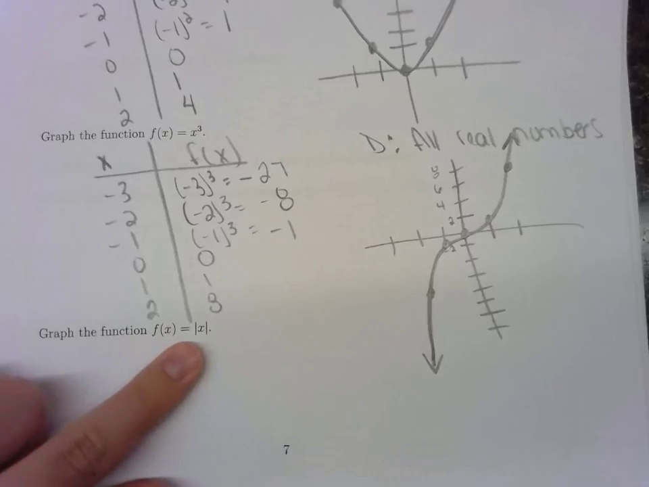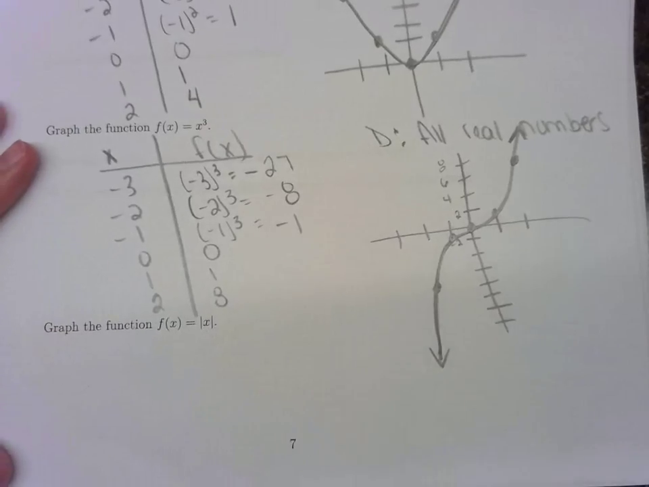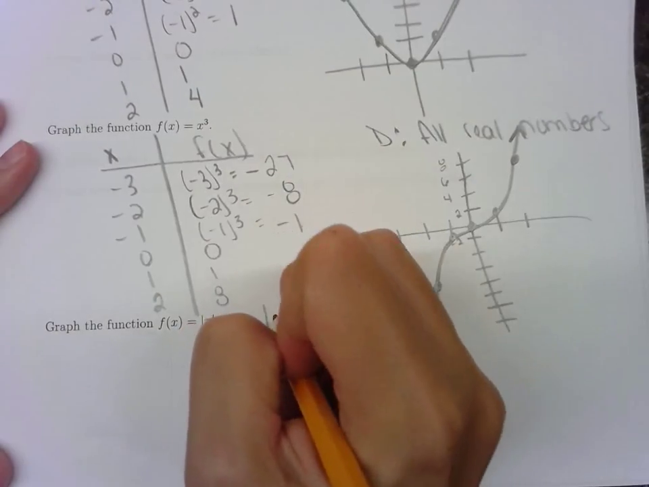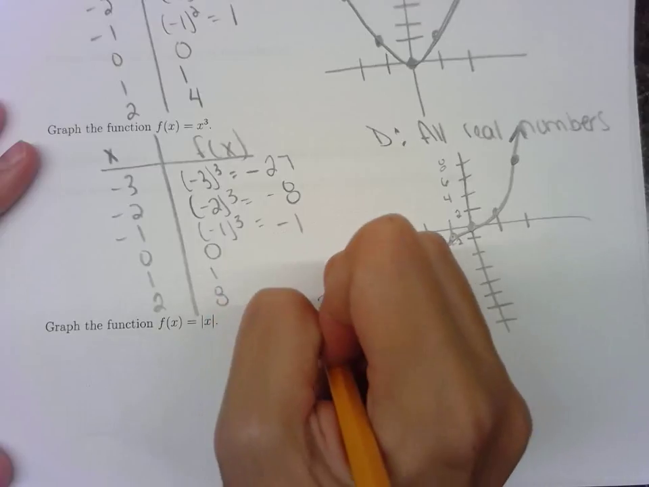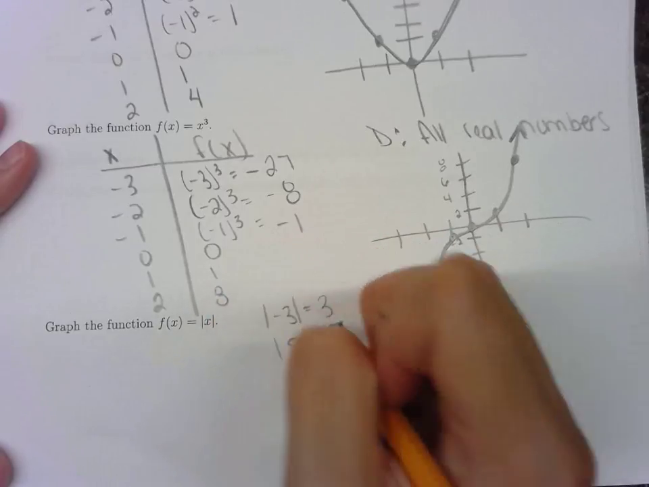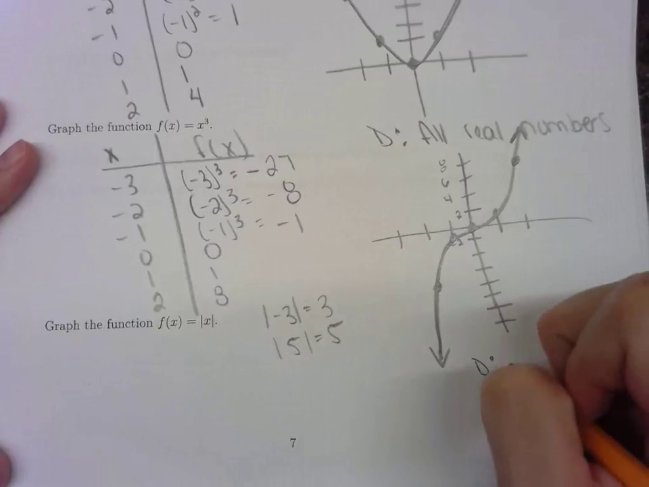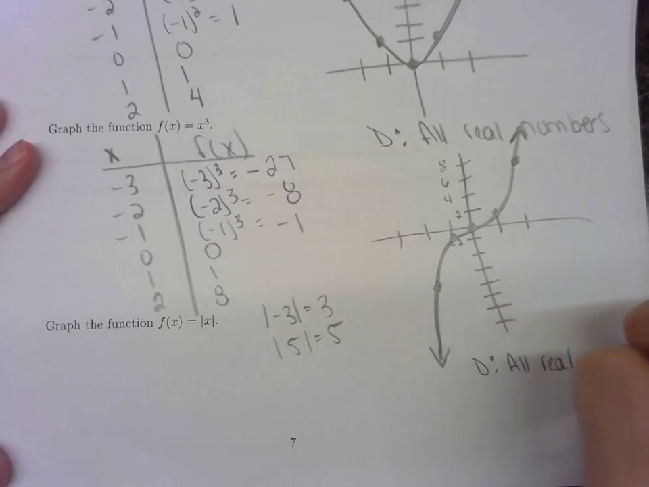Next one is absolute value of x. Okay, what the absolute value does is it just takes the positive version of the number. So for example, the absolute value of -3 is 3. The absolute value of +5 is 5. So it just takes the positive version of the number. Again, the domain is all real numbers. You can take the absolute value of anything.